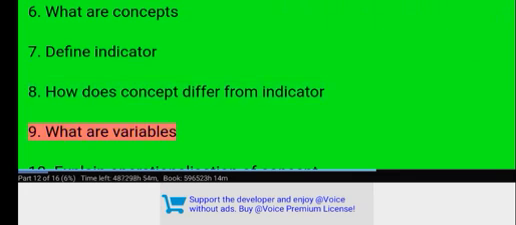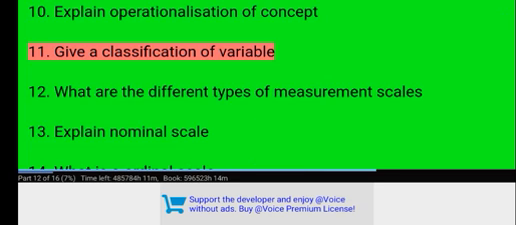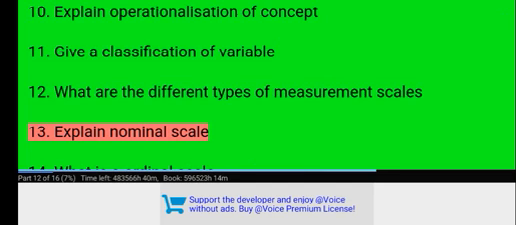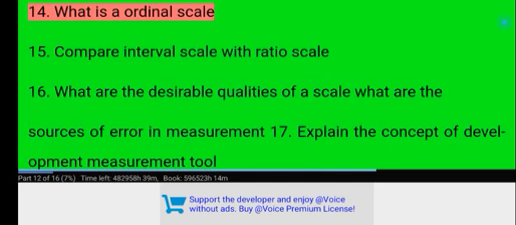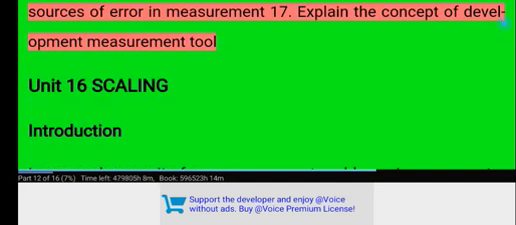9. What are variables? 10. Explain operationalization of concept. 11. Give a classification of variable. 12. What are the different types of measurement scales? 13. Explain nominal scale. 14. What is an ordinal scale? 15. Compare interval scale with ratio scale. 16. What are the desirable qualities of a scale? What are the sources of error in measurement?